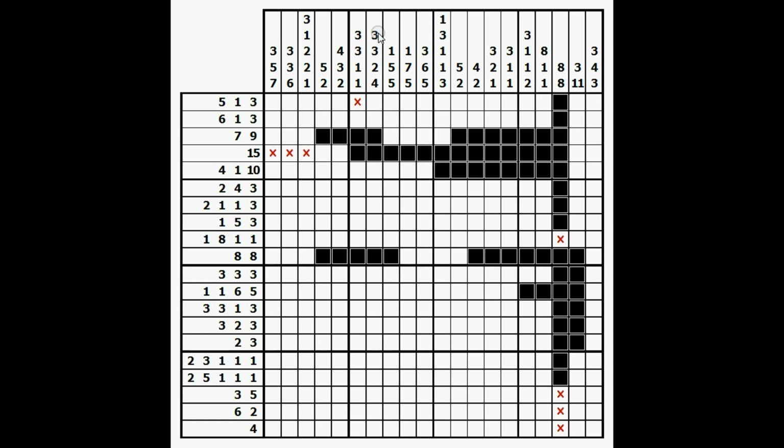Same thing here. The top one has to be a 3. 1, 2, 3. That can't be. This top one had to be a 4. 1, 2, 3, 4. It has to be that one for sure. And this one's a 5. 1, 2, 3, 4, 5.